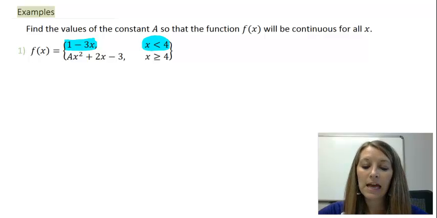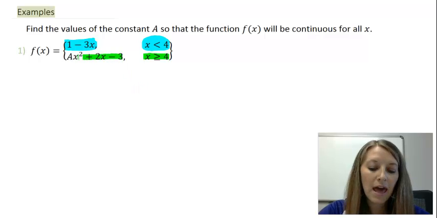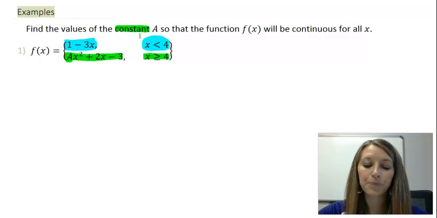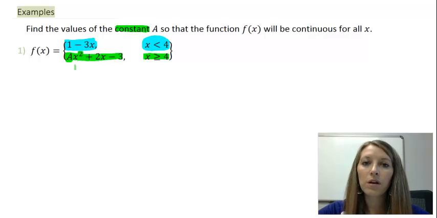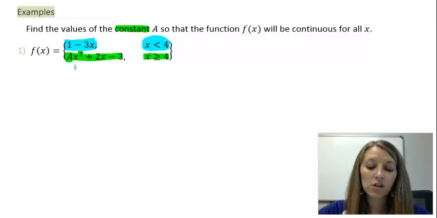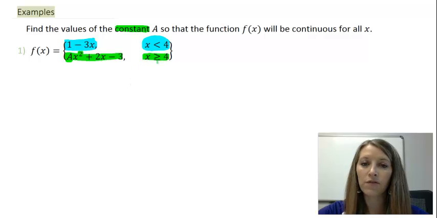Let's move on to the second piece. That's defined when x is greater than 4. And if we look at it, even though we don't know what a is, we still know that this is a polynomial function because a is a constant, meaning it's got to be a number. So this is a quadratic polynomial function because it's degree 2, and we know that polynomials are continuous everywhere. So this function is guaranteed to be continuous everywhere greater than or equal to 4.